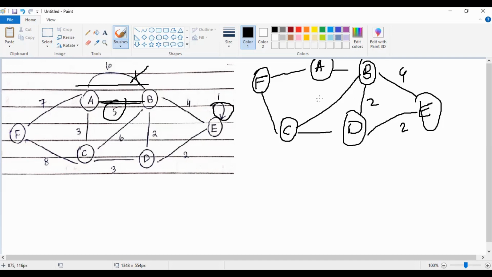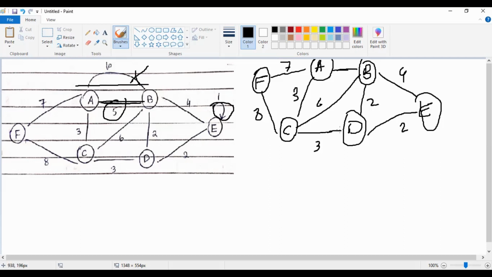And same like with B to C, we have a weight 6. Okay, C to D we have a weight 3. F to C we have a weight of 8. F to A we have a weight of 7, and which edge is left? A to C. Yes, which weight is 3. So this is what I have created. I have removed all the parallel loops and parallel edges from the graph.